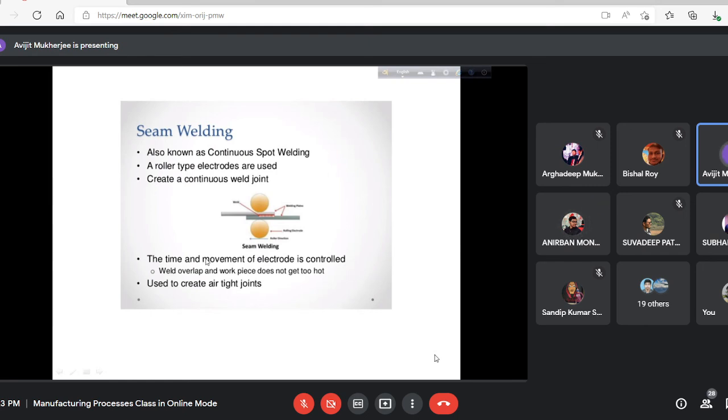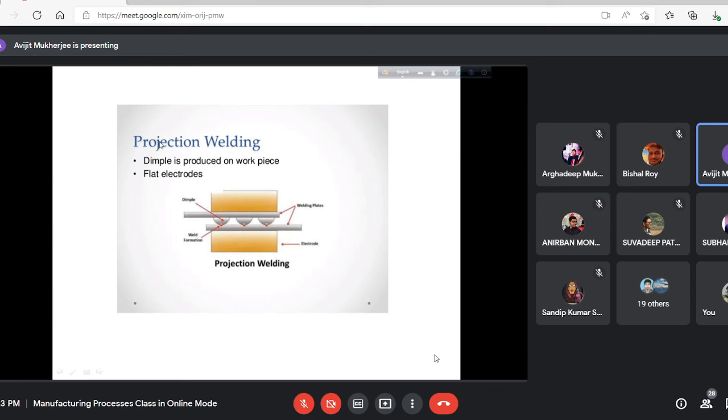This is seam welding, where just a roller electrode is used, so it is rotating, so the position is changed, and continuous welding spots are developed looking like a seam. This is projection welding, where just this upper part is dimpled or a corrugated shape is provided, so that all the spots are simultaneously heated, and at a single pressure the welding is made.